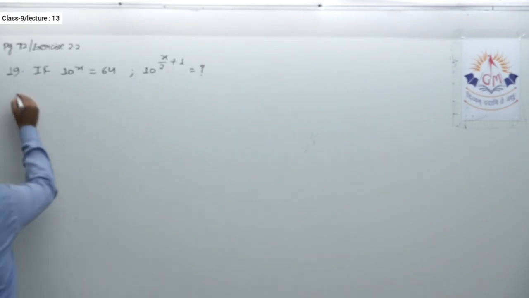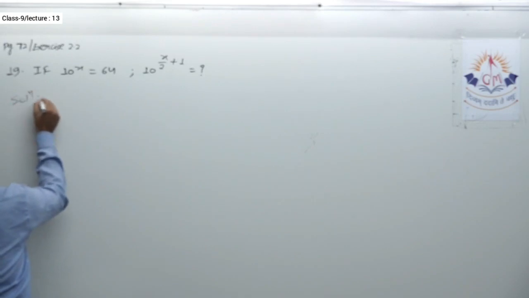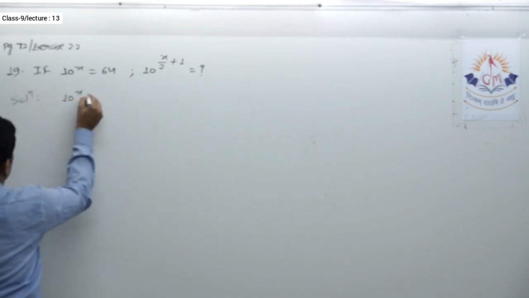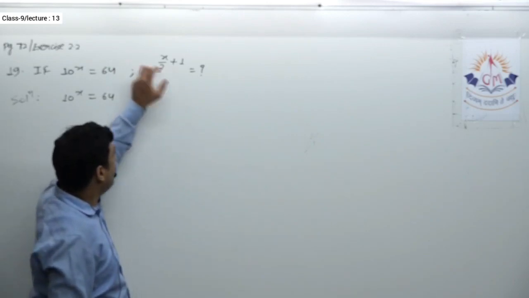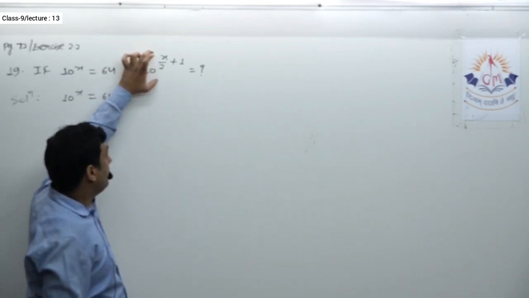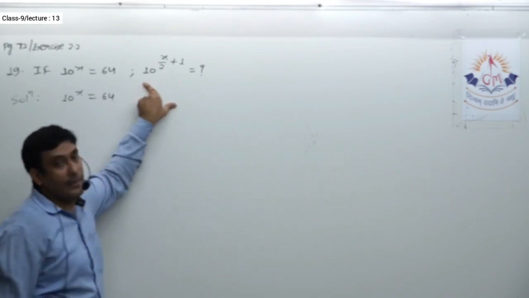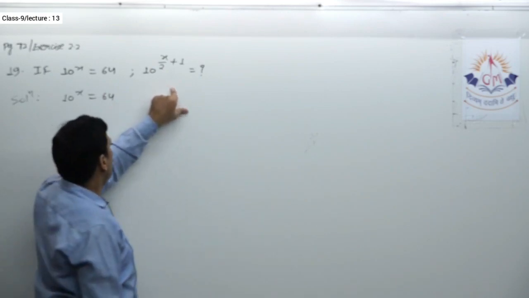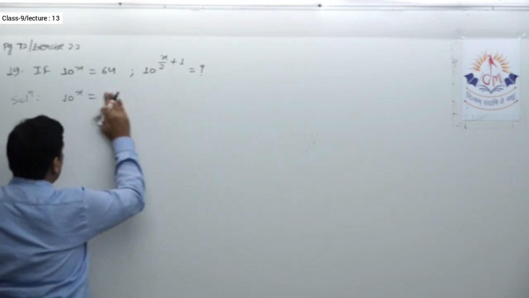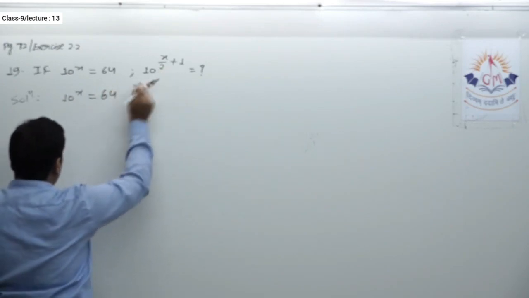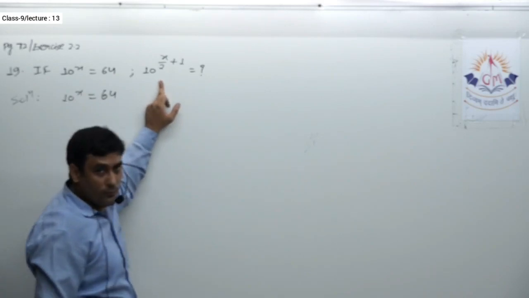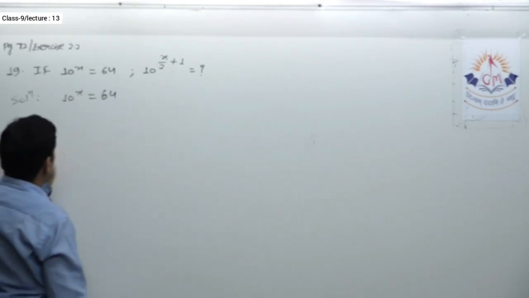Okay, let us see its solution. 10 raised to x is equal to 64. The very first thing that sometimes comes to your mind is that after finding the value of x, we'll get the value of this. But over here that concept won't work. Without actually finding the value of x, it is possible to find the value of this. There are two ways. I'll give you both the ways.